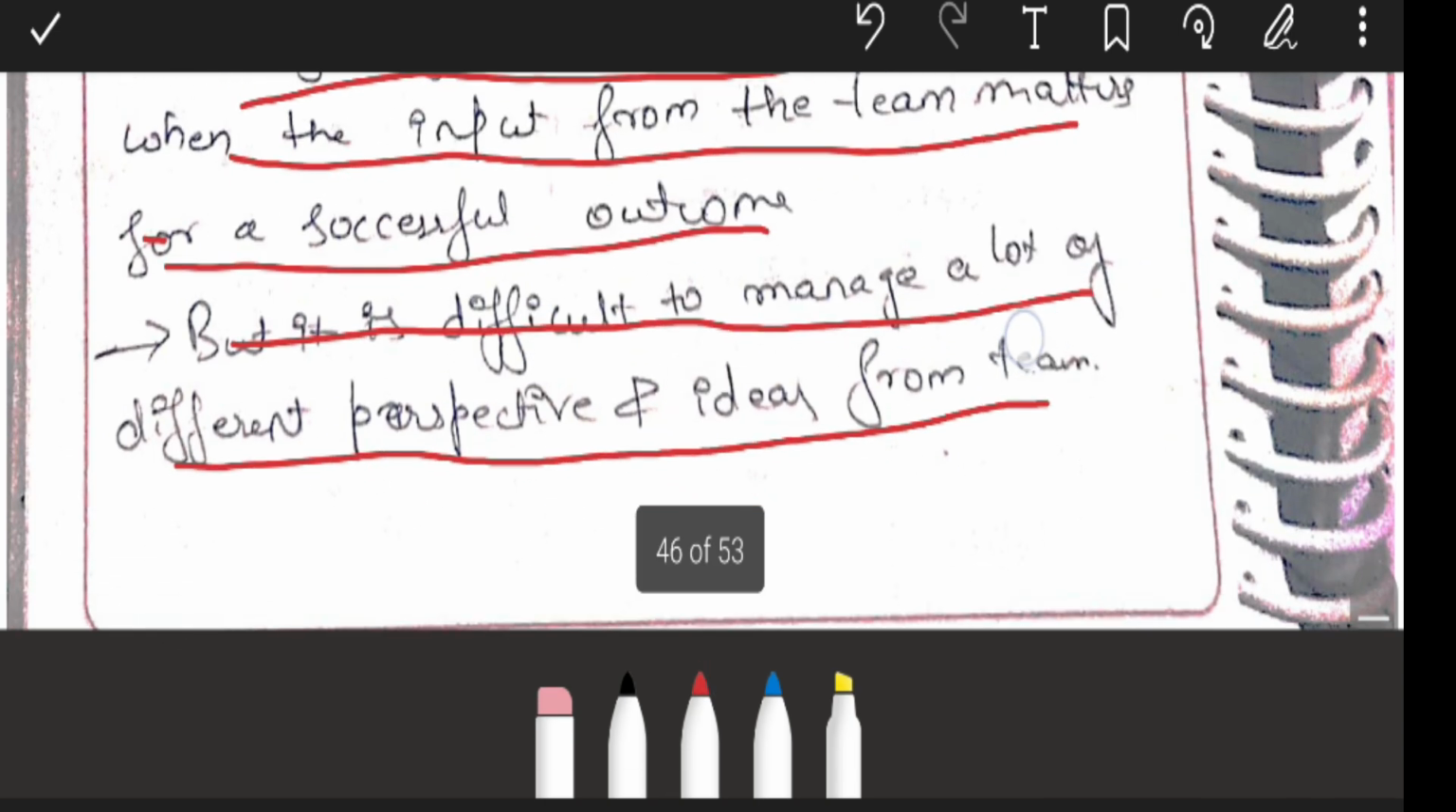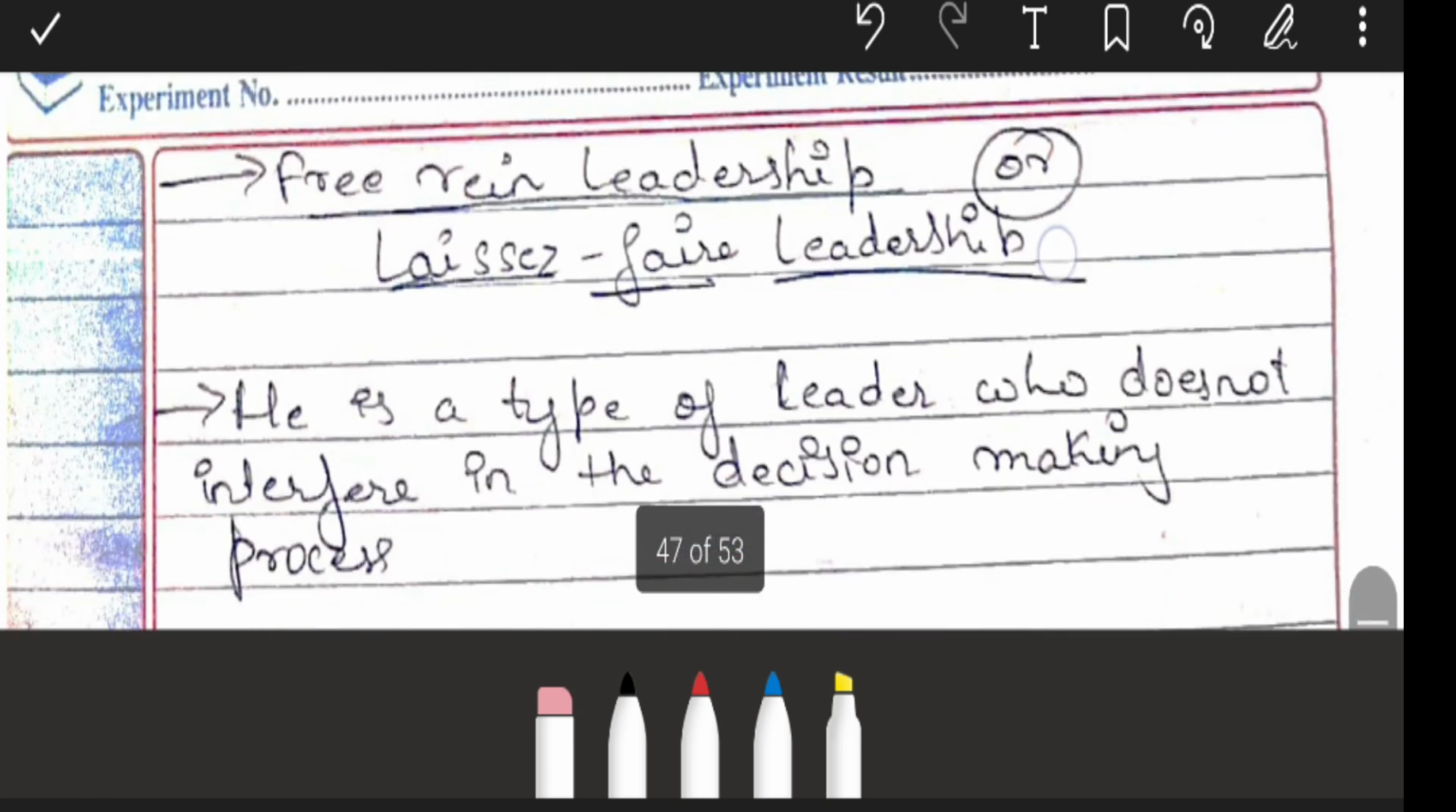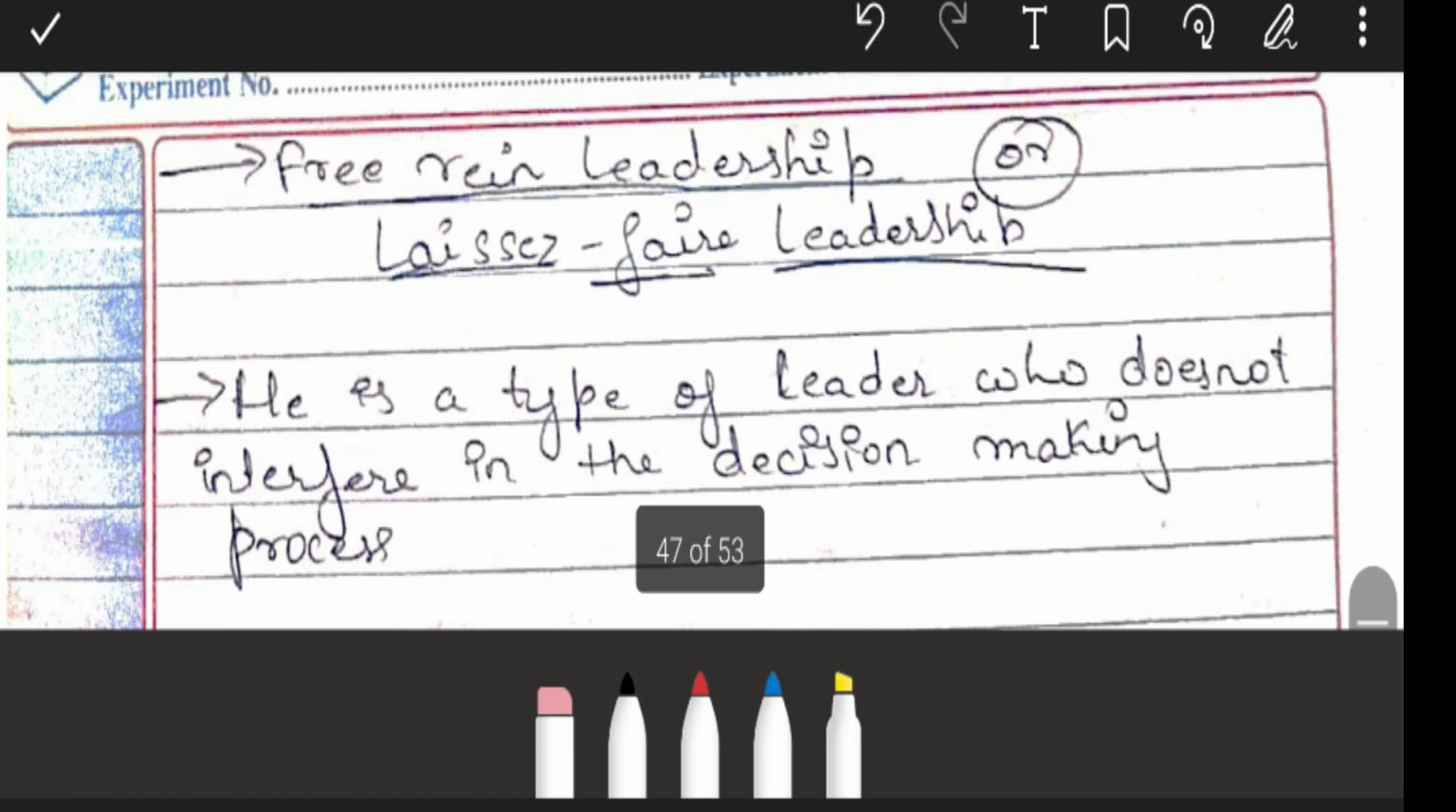So many people give ideas, so it is difficult to manage all their ideas and perceptions.